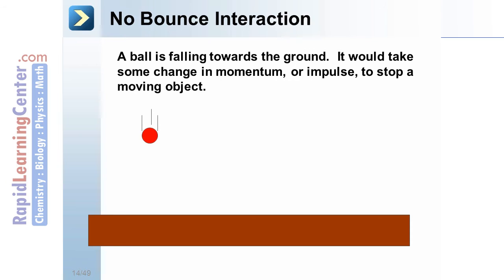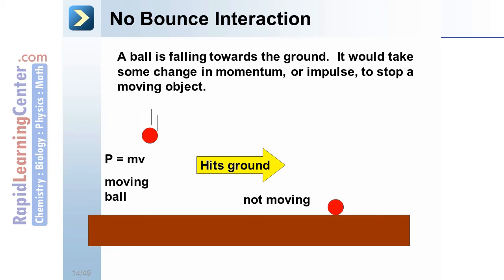No bounce interaction. Imagine a ball is falling towards the ground. It would take some change in momentum or impulse to stop the moving object. As the ball is falling towards the ground, it's got a mass m and a velocity v. Thus the momentum of this ball is mv. As it hits the ground and stops, now it's not moving. No velocity, no momentum. So in this case, the momentum changes from mv to 0. That's a change in momentum, delta p, of mv.